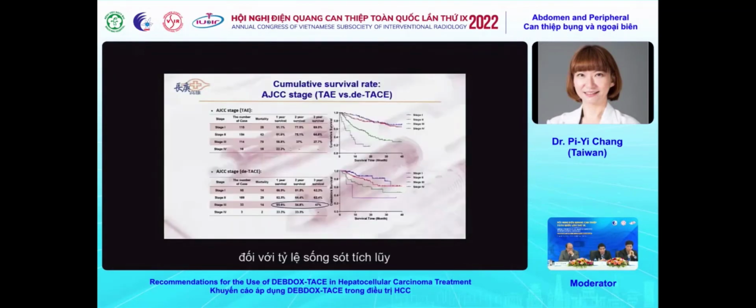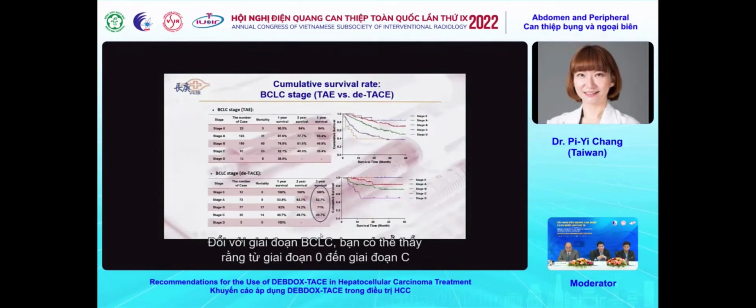And for the accumulative survival rate, we can see that for stage 1 or 2, they have a higher survival rate in 3-year survival category. For DEBDOX-TACE, stage 3 can achieve a much higher survival rate with 3-year survival, standing at 47%. For BCLC stage, you can see that from stage 0 to stage C, they can achieve a higher survival rate with DEBDOX-TACE than using CTACE.